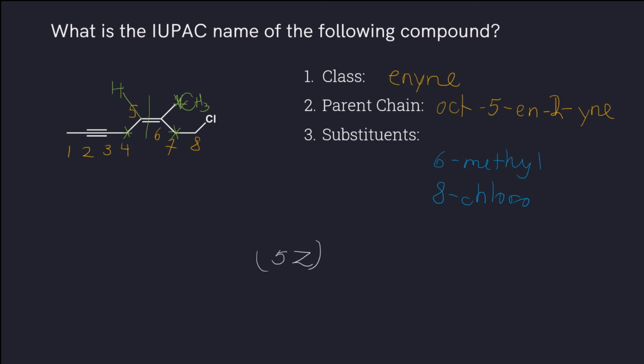Okay, 5Z-8-chloro-6-methyl-oct-5-en-2-yne. Naming the chloro first because it's C over M for methyl, and Z referring to the double bond at the 5th position.